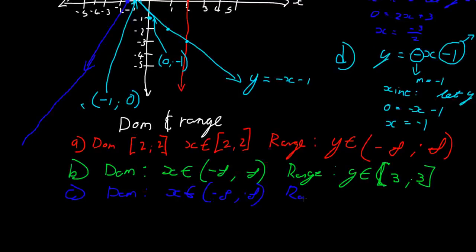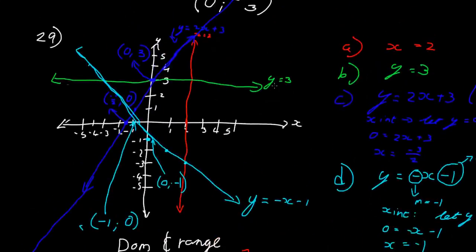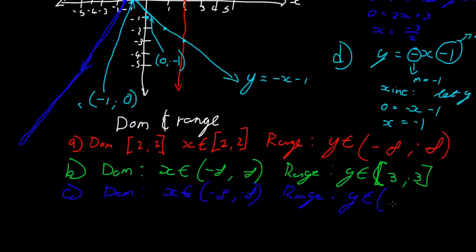The range, y is an element. So let's look at the y points of this line. Do you see that y starts all the way down at negative infinity because it just keeps going, and it increases all the way up to positive infinity. So y is also an element from negative infinity to positive infinity. Okay. And our last one is D.